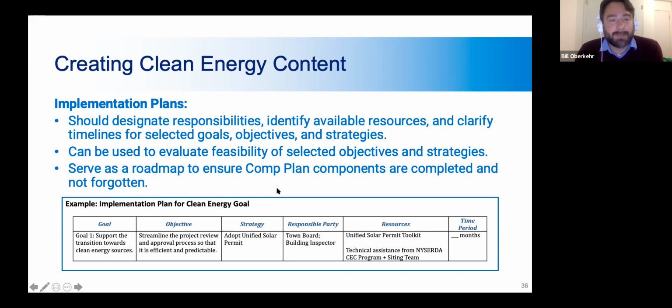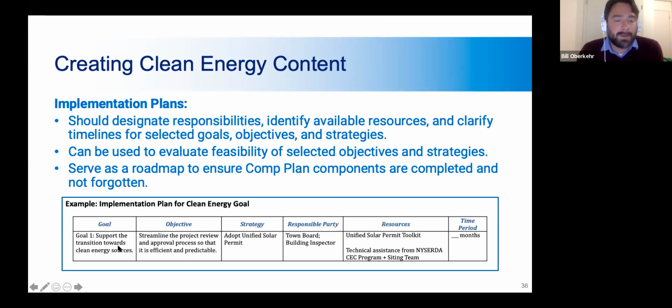Our implementation plan should designate responsibilities, identify available resources, and clarify timelines for selected goals, objectives, and strategies. They can be used to evaluate feasibility of selected objectives and strategies. They can serve as a roadmap to ensure the comp plan components are completed and not forgotten. So this is really the what, the how, the who. This is everything, the when.